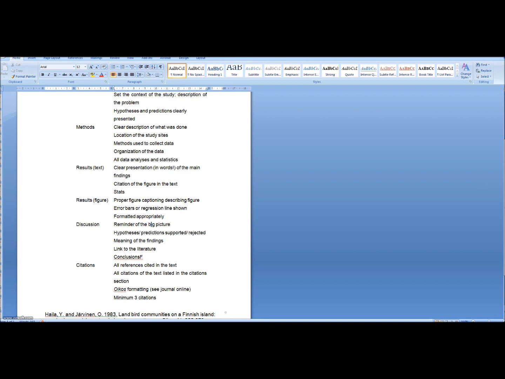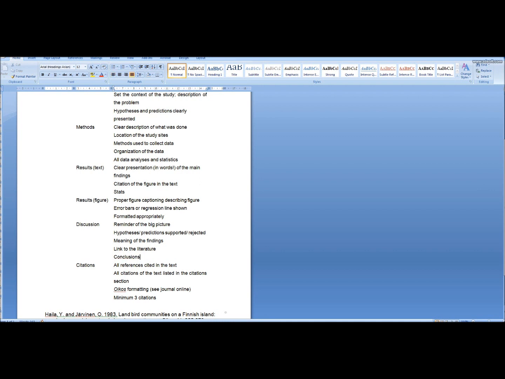Discussion. So your first sentence is probably going to explain what this whole paper found. What was the big punchline for the whole paper? And then you want to relate that to the big picture. How is that related? How do your hypotheses, predictions support or reject? Are they supported? Are they rejected? What's the meanings of these findings? What conclusions can you draw from it?